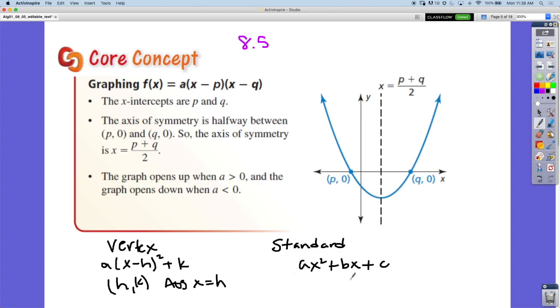Standard form also, the easiest thing here in standard form is the y-intercept, which is c. So the y-intercept is c. And you also know the axis of symmetry because of a formula that you need to memorize, which is x equals negative b over 2a. Very good.